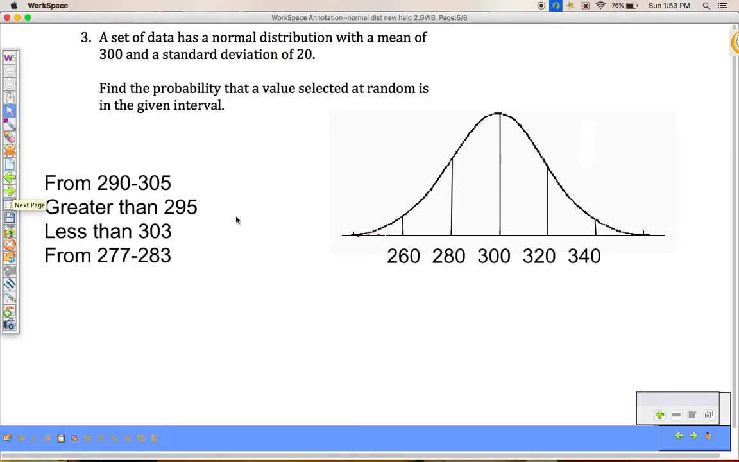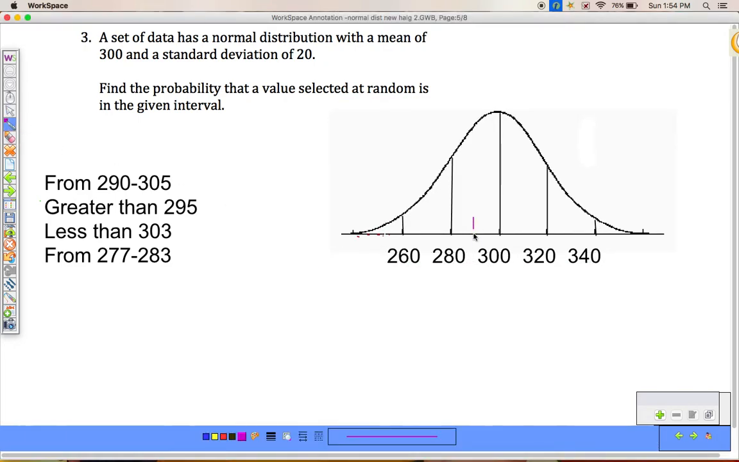All right, the last part. It said that it's normally distributed with a mean of 300, standard deviation of 20, so I counted by 20s. And what we're going to do is find the probability that a value selected at random is in a given interval. This is going to be a Desmos problem. So if I want from 290 to 305, I want from here, 290 to 305, somewhere in here. I want all of these students.